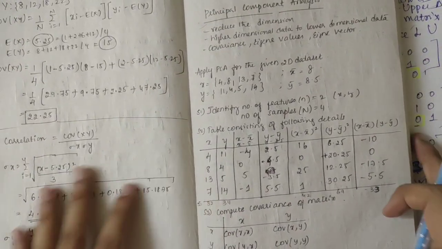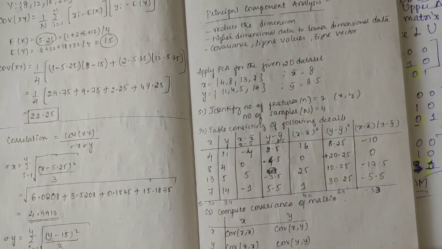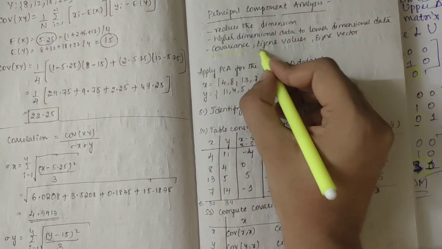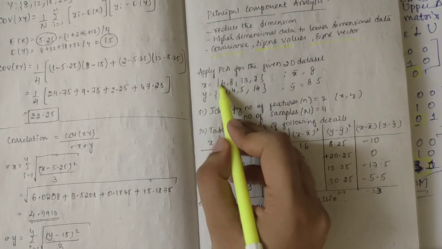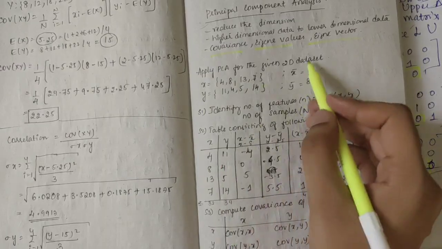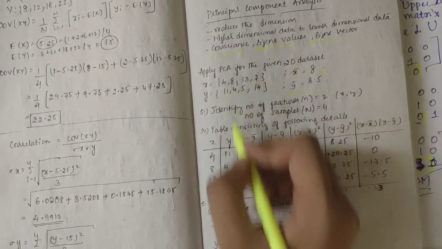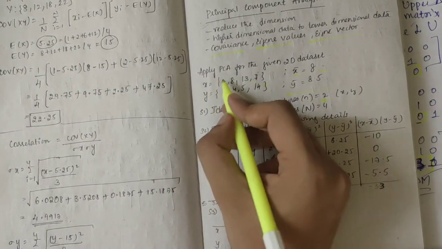In principal component analysis, we try to reduce the dimension. So the higher dimensional data is reduced to lower dimensional data here. In order to perform this, we make use of covariance, eigenvalues, and eigenvectors. So this is the question they have given. 4, 8, 13, and 7, the values are given here. We find the mean first, and then we identify the number of features here. Here there are x and y, 2 values, right? So 2 features, and the number of samples given for each is 1, 2, 3, 4.